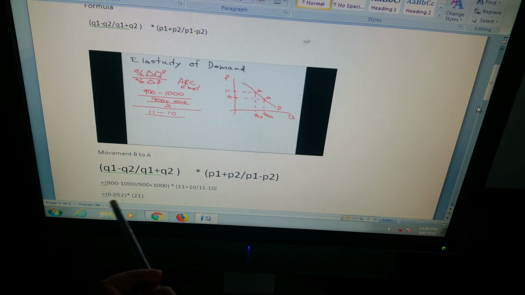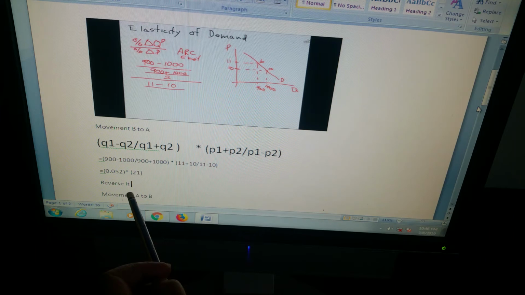So 0.05 multiplied by 21 is, what is it? Minus 1.1. All right, if you calculate it, that's the answer you're going to get, minus 1.1.